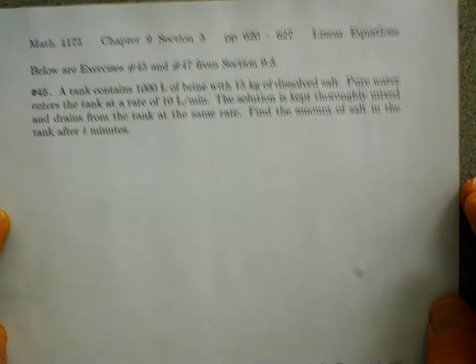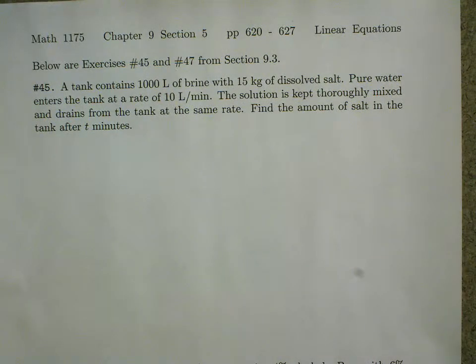So this one says a tank contains 1,000 liters of brine with 15 kilograms of dissolved salt. Pure water enters the tank at a rate of 10 liters per minute. The solution is kept thoroughly mixed and drains from the tank at the same rate. Find the amount of salt in the tank after t minutes.